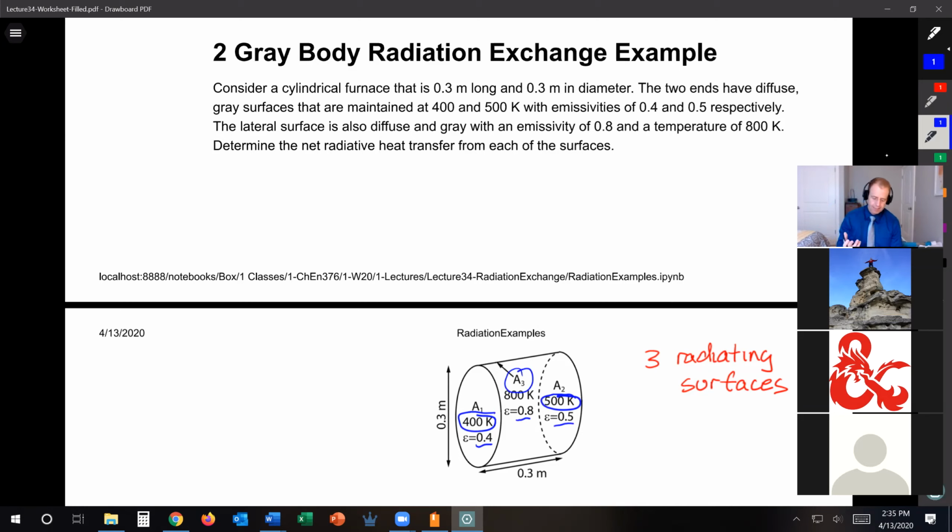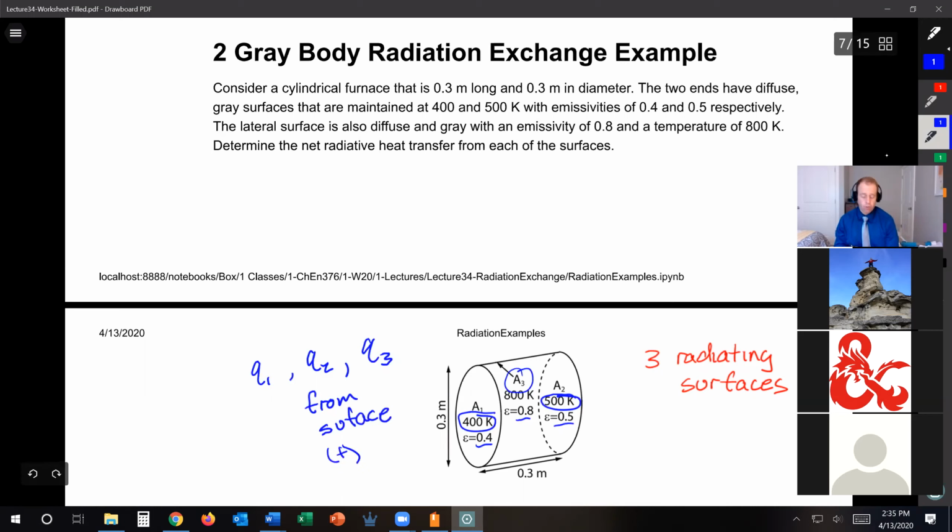And the question is, what is the net radiative heat transfer from each surface? What is Q1, Q2, Q3? And remember, this is from the surface. So that means it's positive if it is going out from the surface.